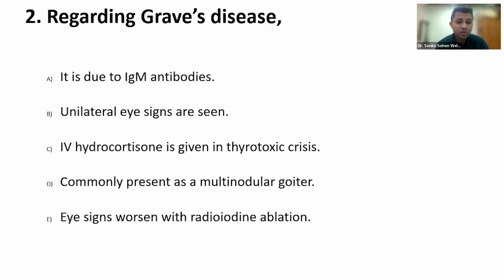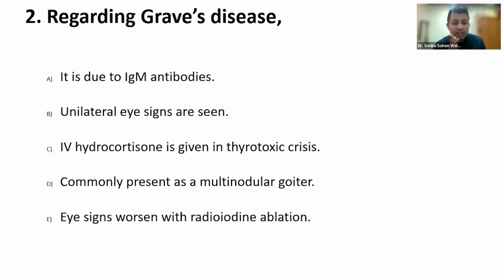IV hydrocortisone is a steroid, and it reduces the peripheral conversion of T4 to T3. At the cellular level, T4 to T3 conversion is important for T3 to enter the cells and deliver the action of thyroxine. So along with steroids, anti-thyroid drugs and beta blockers are the mainstay of treatment of thyroid storm.